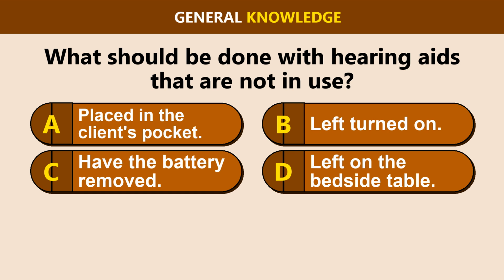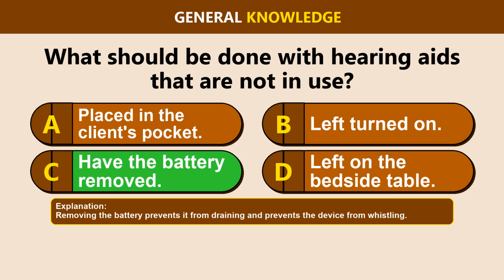Question 22. What should be done with hearing aids that are not in use? Option A, placed in the client's pocket. Option B, left turned on. Option C, have the battery removed. Option D, left on the bedside table. The correct answer is option C. Have the battery removed. Removing the battery prevents it from draining and prevents the device from whistling.